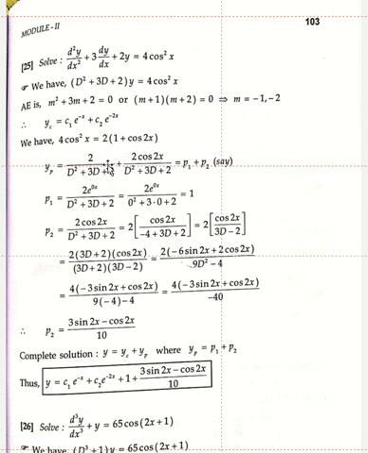And we can split this term. Therefore, 2 divided by D square plus 2D plus 2, plus here 2 into cos 2x, that is 2 into cos 2x divided by D square plus 3D plus 2. I take this as P1 and this is P2.